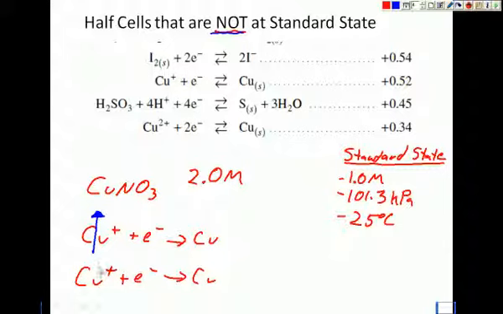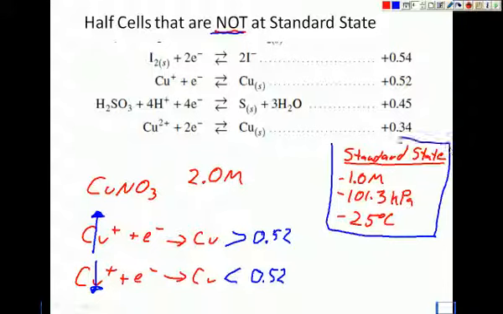Okay, so if we decrease this, then this number is going to be less than 0.52. If we increased it, it's going to be greater than 0.52. Okay, so these are some trends that happen when it's not at standard state. So again, we can only use these numbers when it is at standard state. So what does that mean? Well, let's take a look.